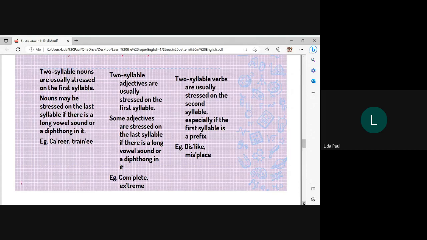Okay, so that is about the stress patterning in nouns and adjectives with two syllables, disyllabic nouns and adjectives. The same will apply to adverbs also. I have not included it here, but the same rule applies to adverbs too. Now about verbs, disyllabic verbs. Unlike your nouns, adjectives, and adverbs, they take their primary stress on the second syllable.